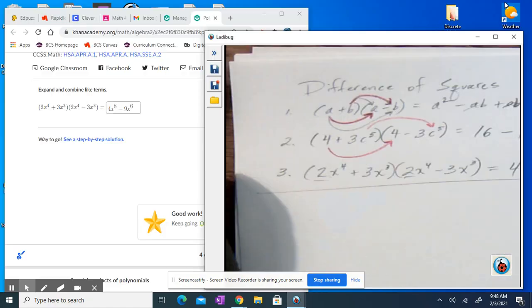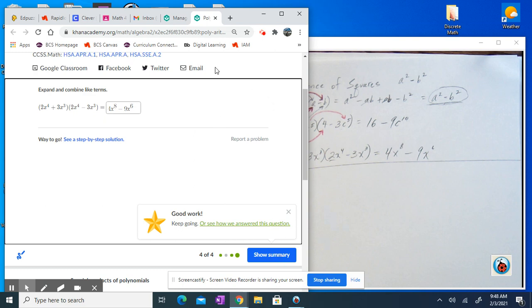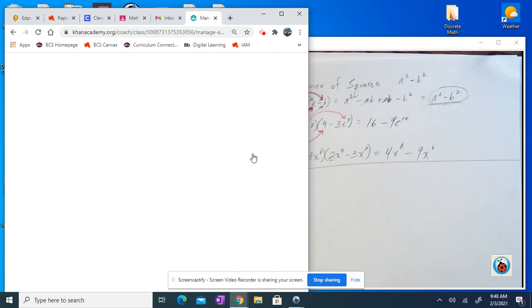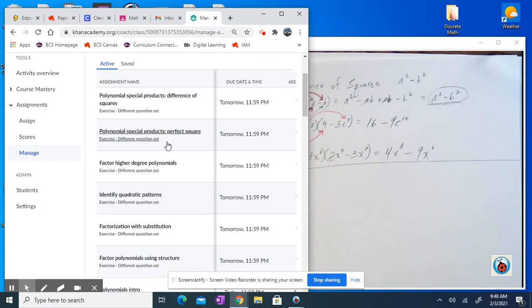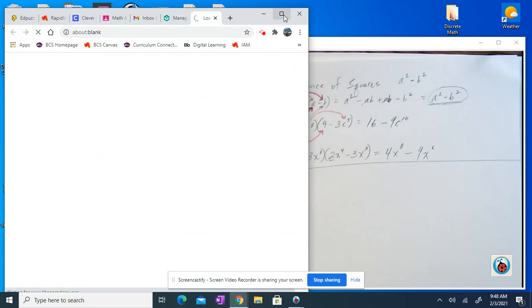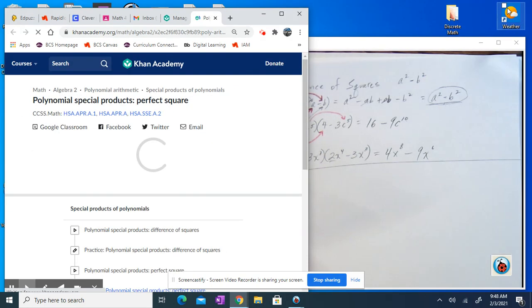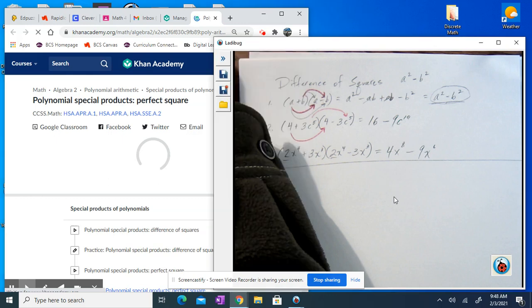All right. So let's get rid of that. The next one is special products, perfect square. So we're talking about perfect squares, often called a perfect square trinomial.